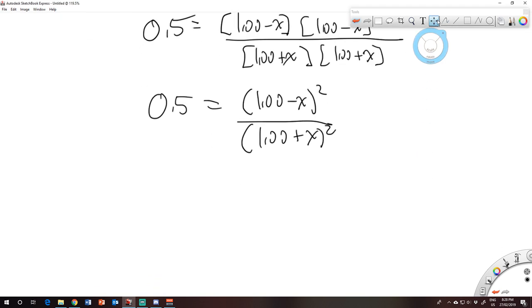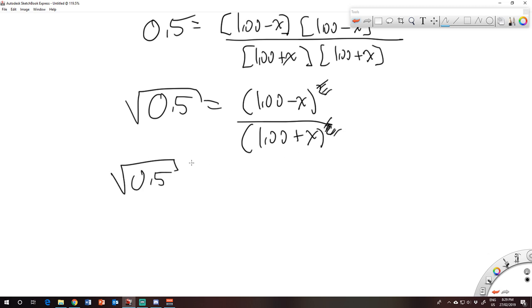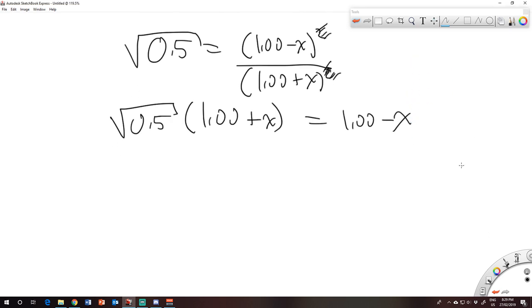I have squares on the top and the bottom. It's probably easiest to just square root everything, so I can get rid of that. And then we get the square root of 0.5 times (1 plus X) equals 1.00 minus X. We end up getting the following. This becomes root 0.5 plus root 0.5x equals 1.00 minus X.